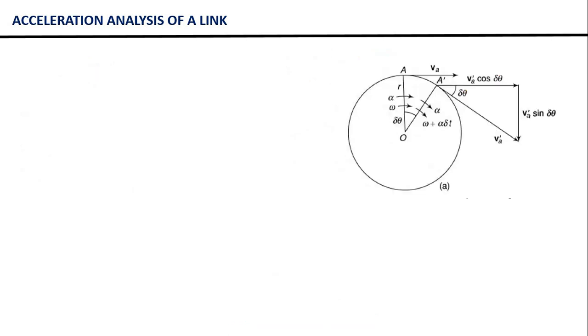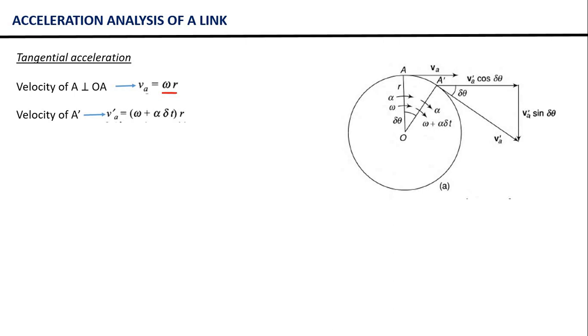Now let us see how to calculate the magnitude of these two components. First we will talk about the tangential acceleration component. The velocity of A perpendicular to OA at time t is VA equal to r omega. Now the velocity of A prime at time t plus delta t is given as VA prime equal to omega plus alpha delta t multiplied by r. So this is very obvious.